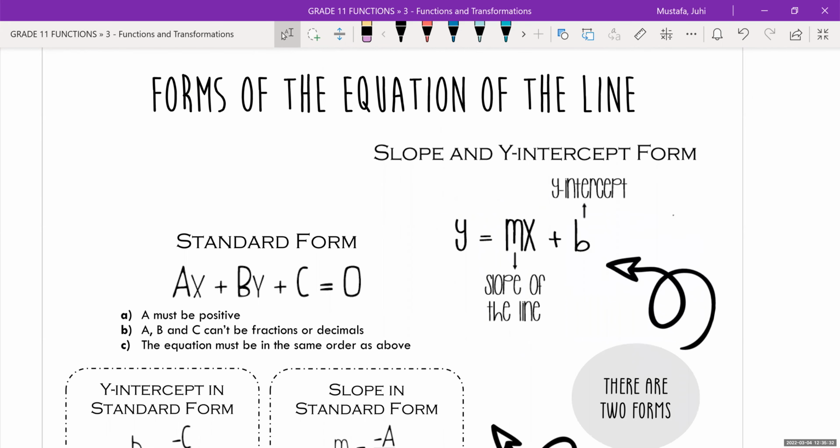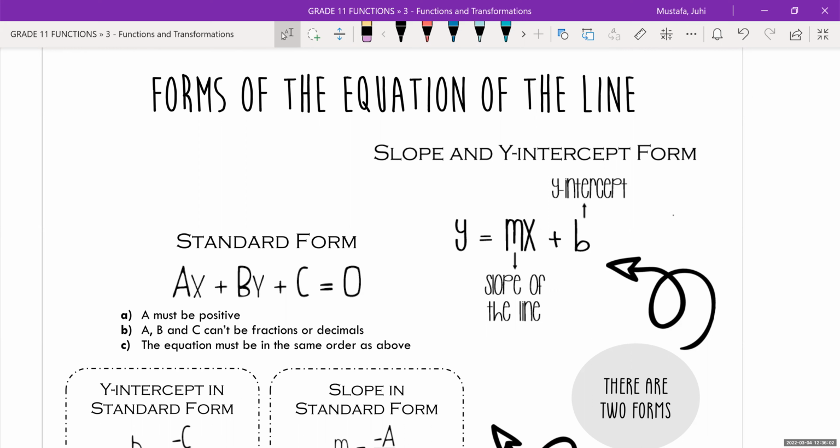Forms of the equation of a line. We've learned two different ways you can write an equation of a line. The first one is standard form, which looks like that over there. That's when you have the x written first, then the y, then the constant, equal to 0. There are three specific rules for writing a line in standard form: the A value must be positive, A, B, and C can't be fractions or decimals, and the equation has to be in this order.